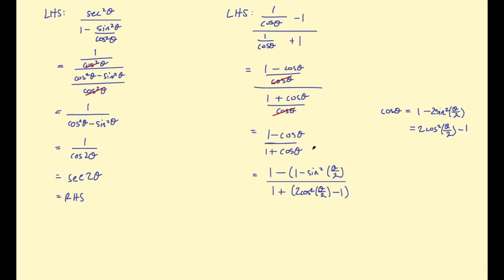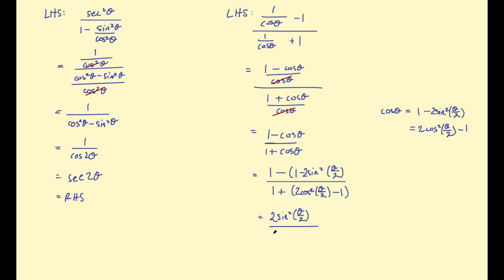Here we have 1 take 1 in the numerator, which is 0. So we're just left with sine squared theta on 2. In the denominator, 1 take 1 again is 0. And I forgot the 2 there. So that should be 2 sine squared theta.